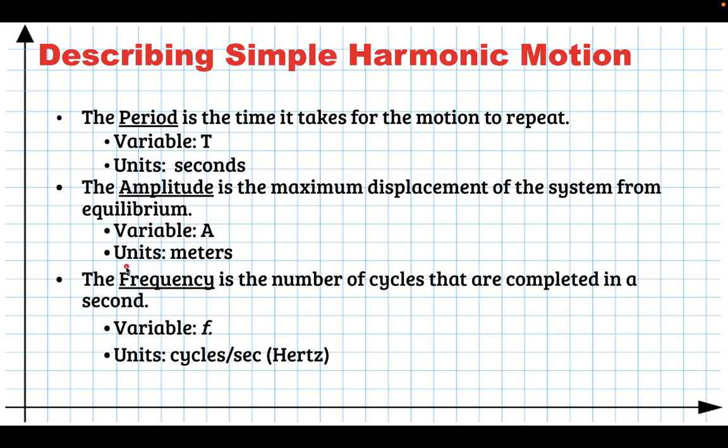The frequency is similar to the period. The period tells us the time it takes for the motion to repeat itself, or how long it takes for a cycle to complete. The frequency tells us how many cycles are completed in a second. So remember, frequency is f, and it's in cycles per second.